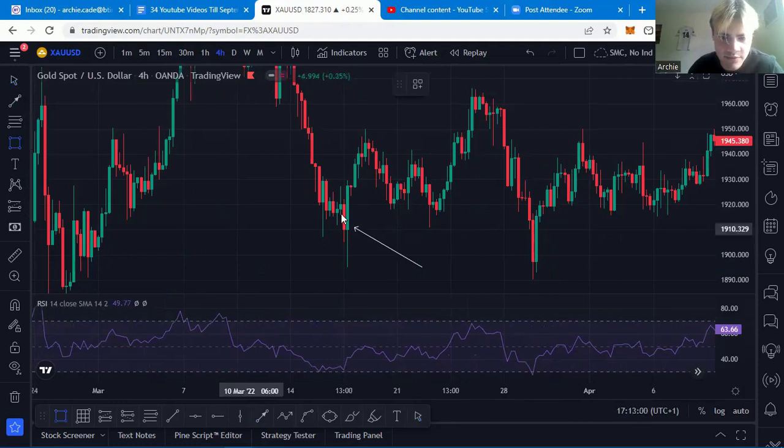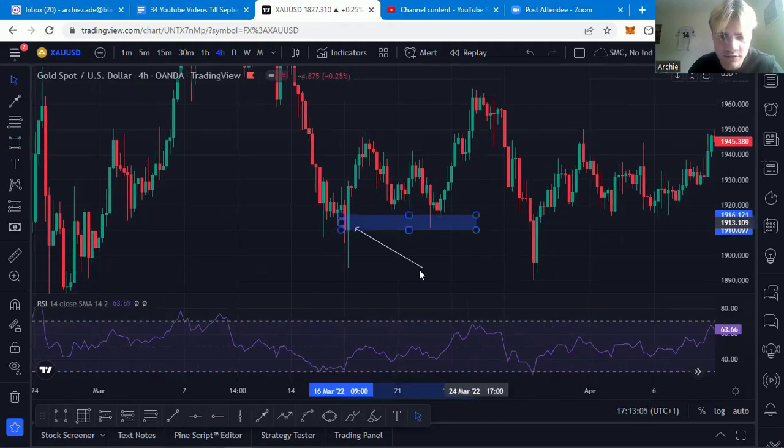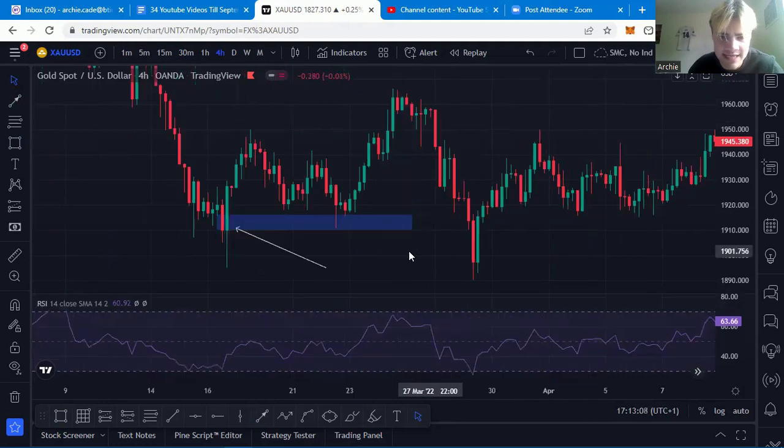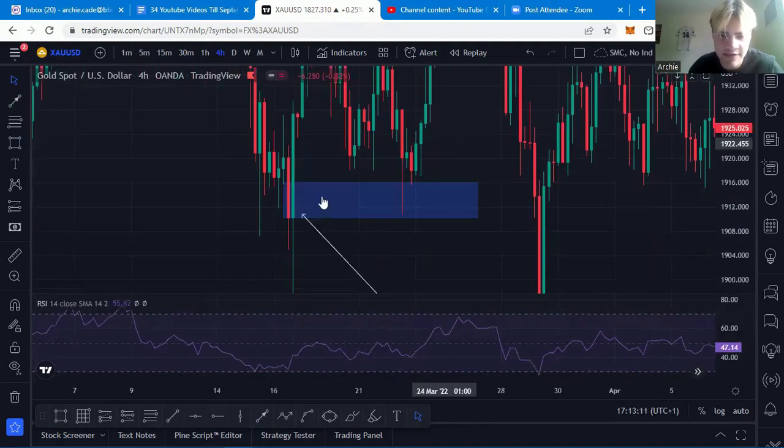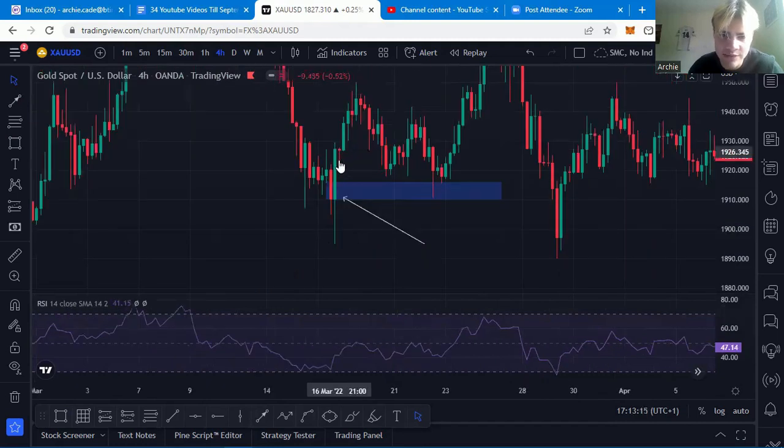Let's get our rectangle up. Okay, boom. Top to bottom, dragged along, okay? And we can see how this would have worked. So we've got our imbalance, okay? Flat bottom again. We've got our third candle has not retraced into this, means that it is valid. If this candle again had covered the rest of this green candle, it would be invalid.